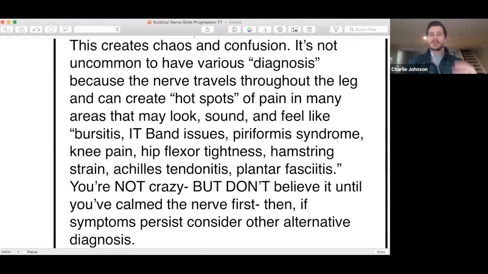Hamstring strain. You think you have a high hamstring problem, but maybe it's actually coming from above, or sciatic nerve irritation. An Achilles tendon problem. The nerve goes right next to the Achilles tendon. Plantar fascia, right on the bottom of the heel. Those nerves spread out and can cause plantar fascia problems. So just get that the nerve travels all over the place and can cause you to be told that you have all these problems, but it is usually just one thing. So you're not crazy, but don't believe all these various things that you've been told until you've calmed the nerve first.